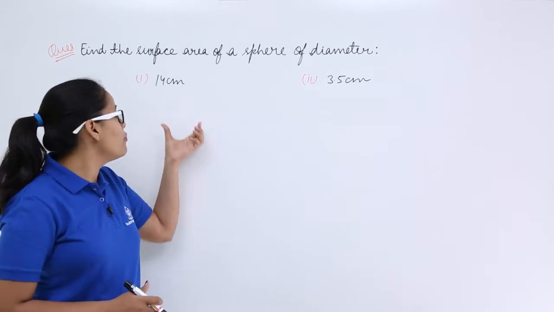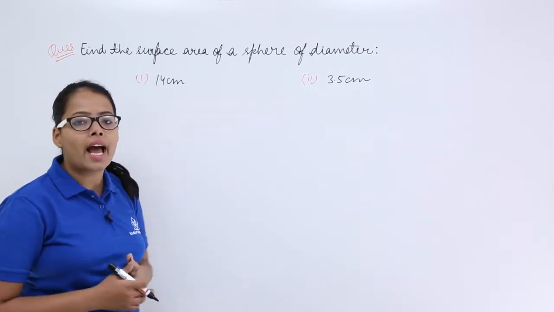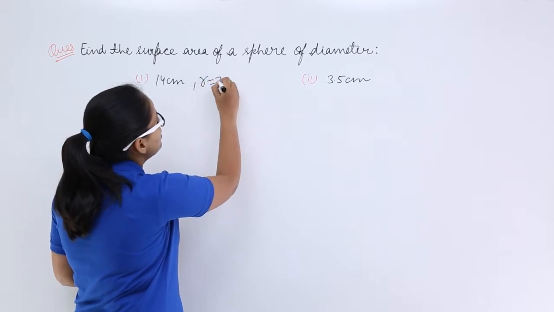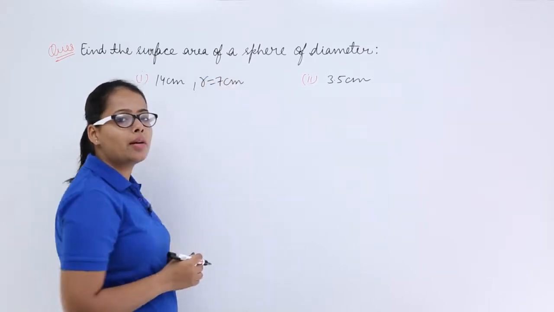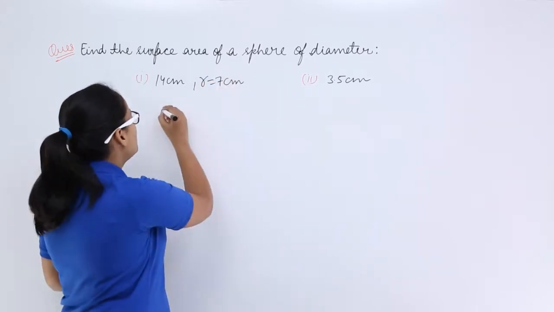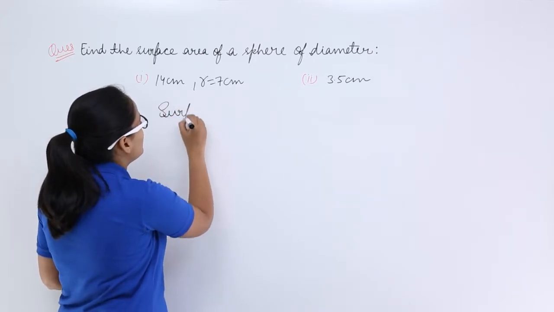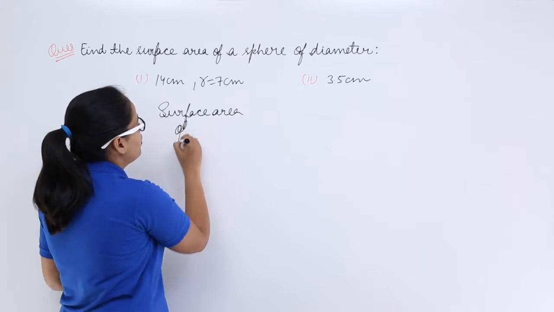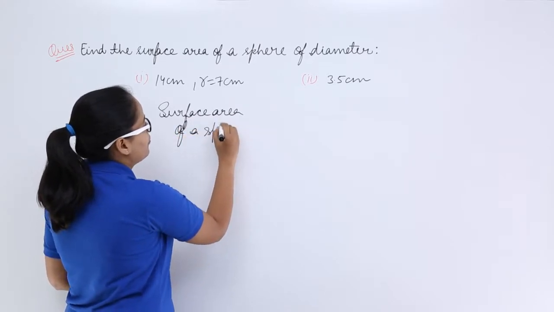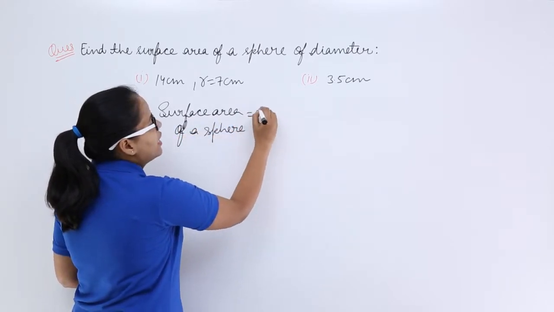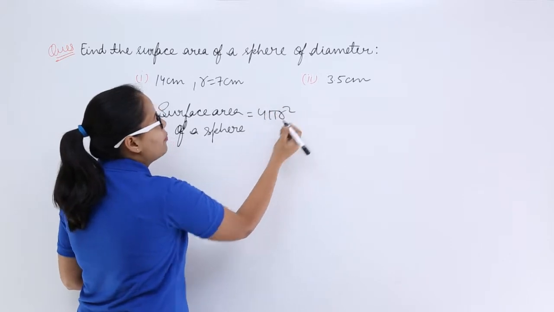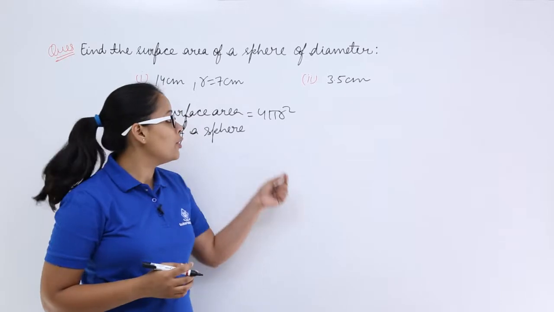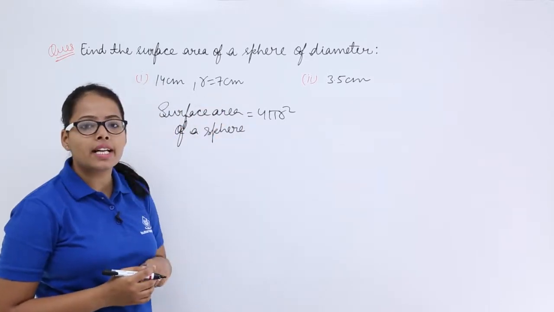So in the case of 14 centimeter, you know that diameter is 14 centimeter. So radius will be half of this, which means it will be 7 centimeter. Now you know that the surface area of a sphere is 4 pi r square, and in this formula you know that only r is the parameter and you know the value of r, which is 7 centimeter.